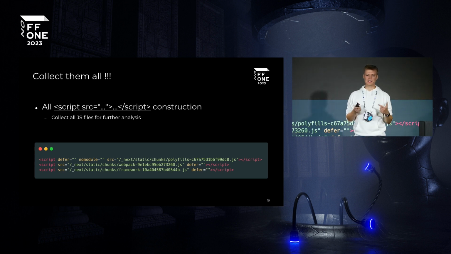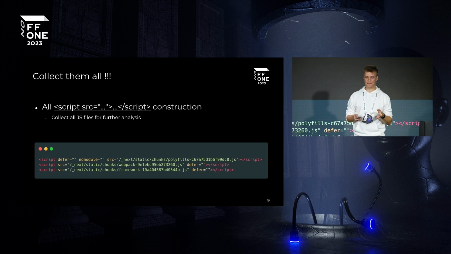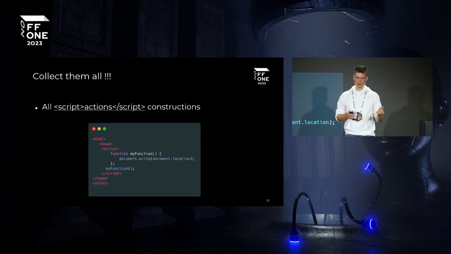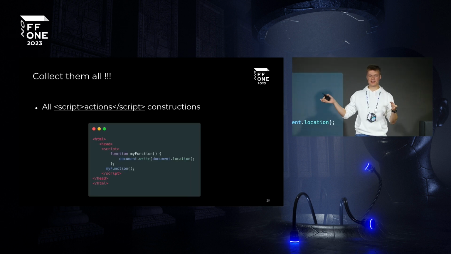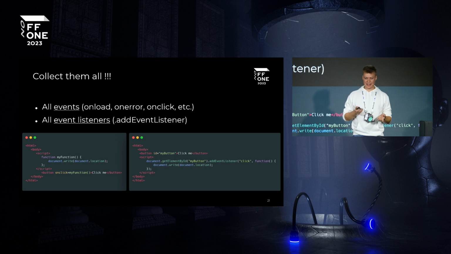First thing I gather is all the script src equals, and then a link. This is the construction that is used to connect libraries. We do this virtually on every page. That's why we need to understand which page uses which library. After that, I also collect the script constructions, inline scripts. They are JS scripts that are part of the HTML page.